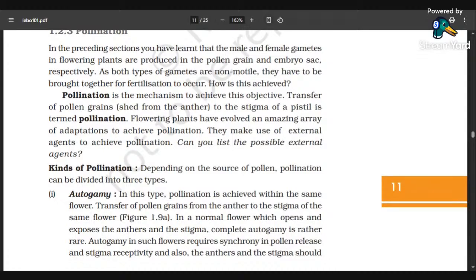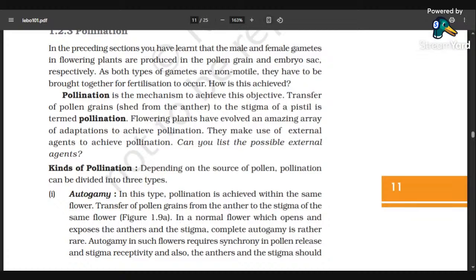Kinds of pollination. Depending on the source of pollen, pollination can be divided into three types. Autogamy. In this type, pollination is achieved within the same flower. Transfer of pollen grains from an anther to the stigma of the same flower. In a normal flower, which opens and exposes the anther and the stigma, complete autogamy is rather rare. Autogamy in such flowers requires synchrony in pollen release and stigma receptivity, and also the anther and the stigma should lie close to each other so that self-pollination can occur.